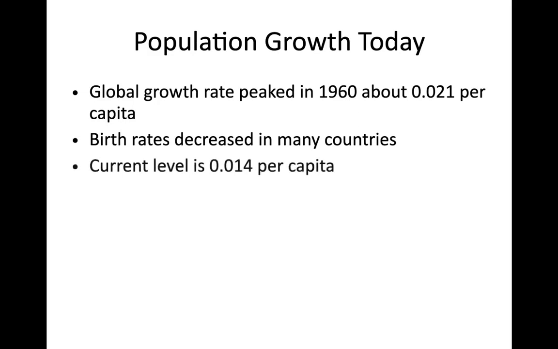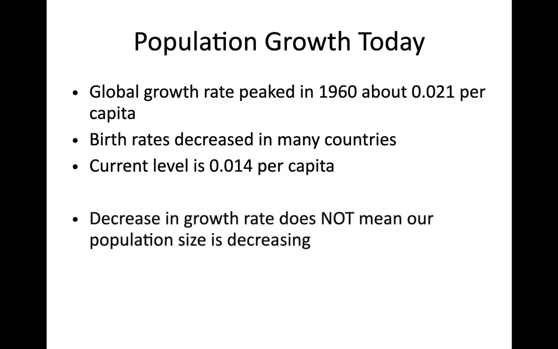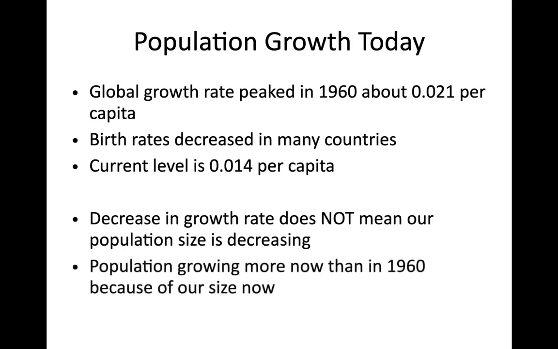So the current level of global growth rate is 0.014 per capita. So it is a decrease. Putting those in percentages, it's 2% down to 1.4%. But a decrease in growth rate does not mean our population size is decreasing. The population is growing more now than in 1960 because our population is much larger now. So even a decrease in growth rate isn't enough to slow our exponential growth.